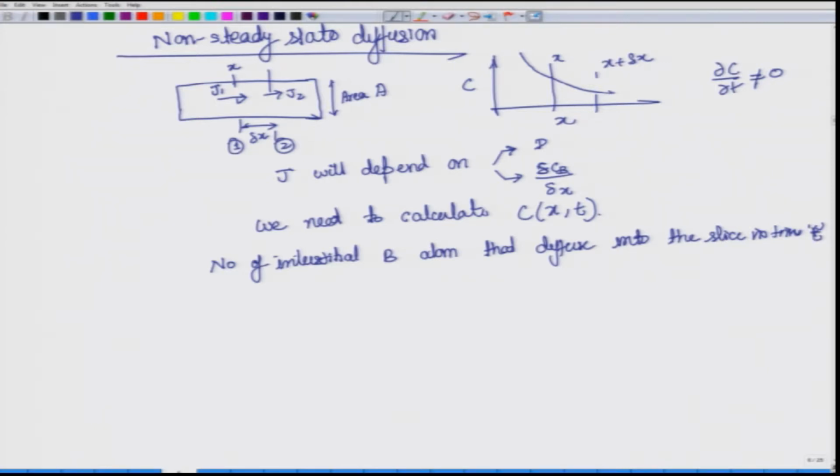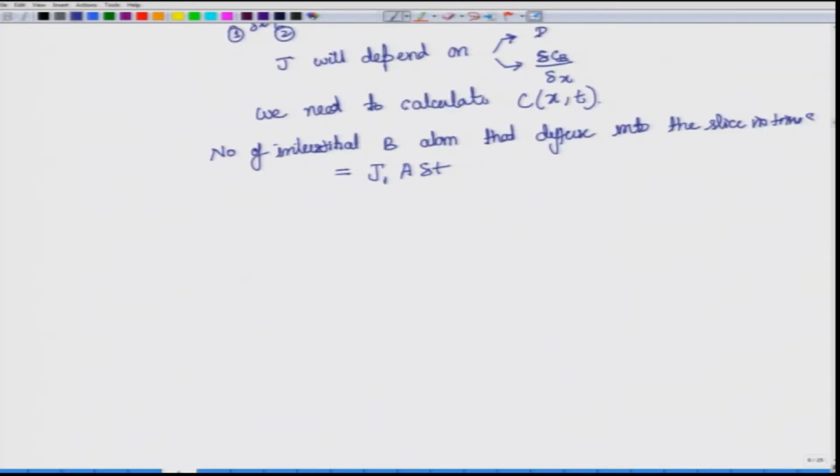Okay. So, flux is number of atoms per unit area per unit time. So, we are talking about now the number of atoms. So, we have to find what is the area and we have to find what is the time. We have both the quantities here. So, this is J1 A delta t.